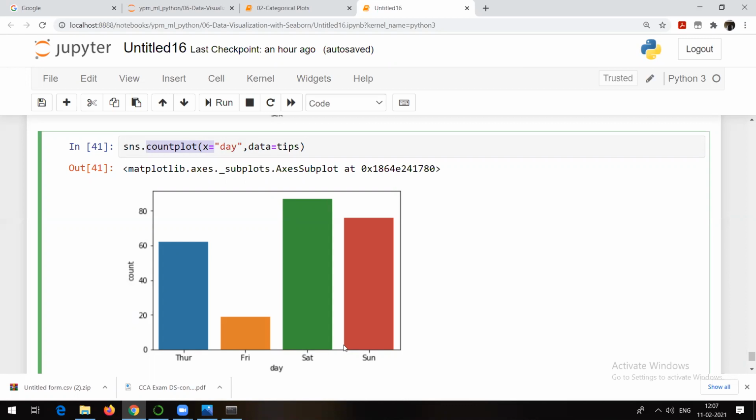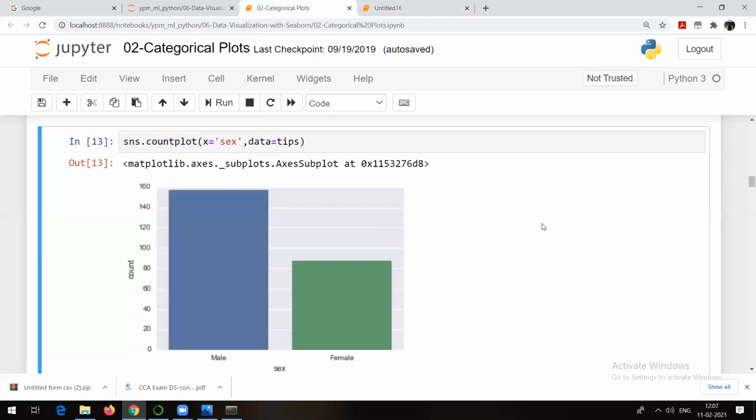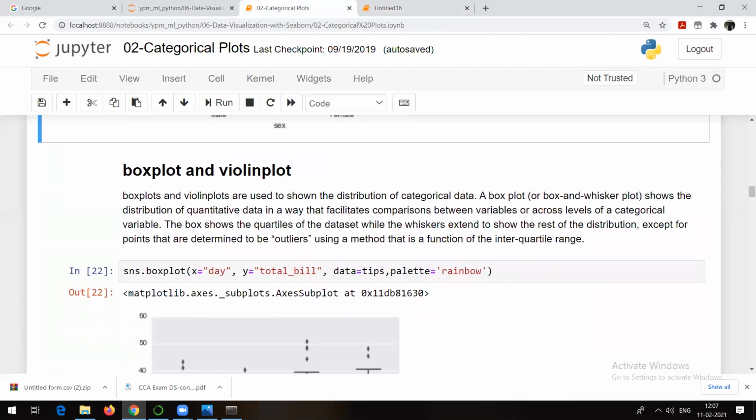The restaurant owner can concentrate more on weekdays, or the restaurant owner will try to improve the services at the weekends as compared to weekdays, I can say, right? So like this, you can do a lot of things with the help of count plot. That's why I said count plot is again very useful. Though it's easy, but yeah, it's very important.